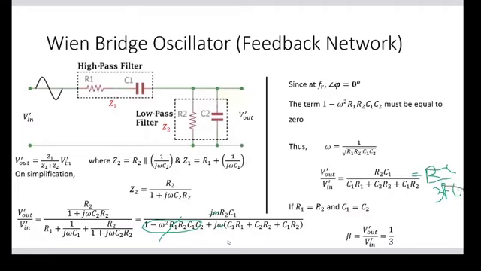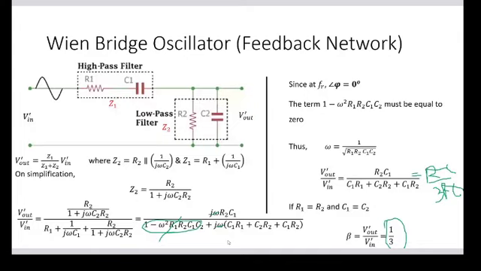That's why the value of beta in the Wien bridge oscillator is equal to 1 by 3. Basically your beta will be a fraction, because you are only going to take a fraction of your output and feed it to the input. So this is about your Wien bridge oscillator. Fine. Now I'm moving on.